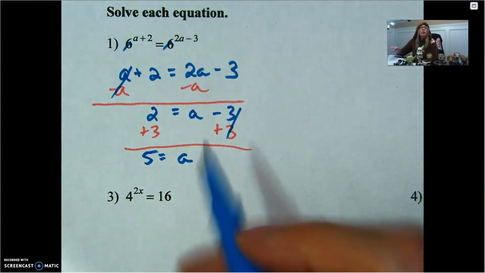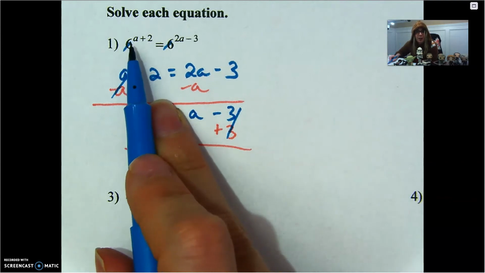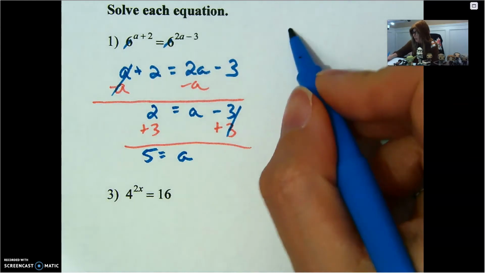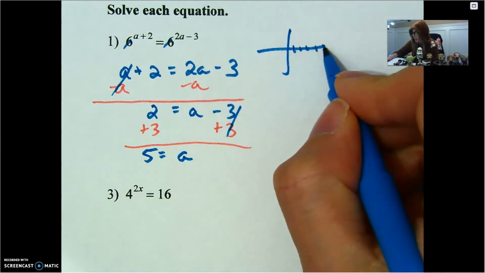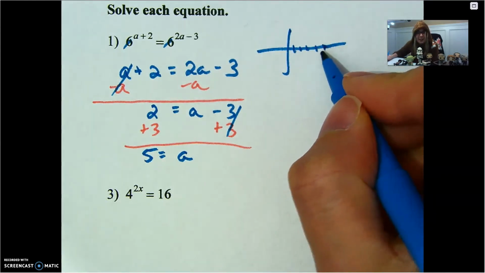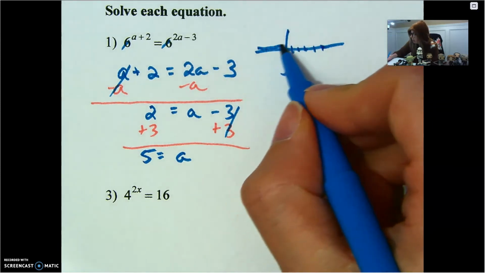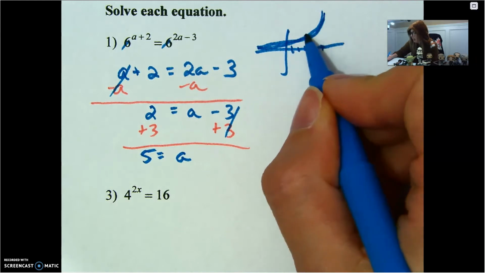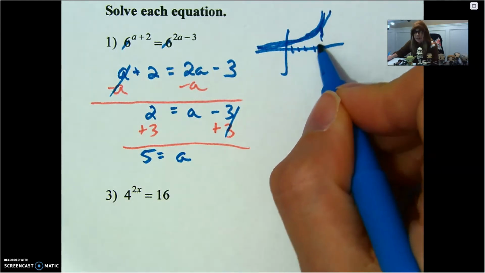So it turns out the intersection of this graph and this graph is at 5. If you've got your x-axis, 1, 2, 3, 4, 5, it's not where it's crossing the x-axis anymore. It's where these curves are intersecting. I'm not totally sure what they look like, but something like that, where they intersect at this 5.